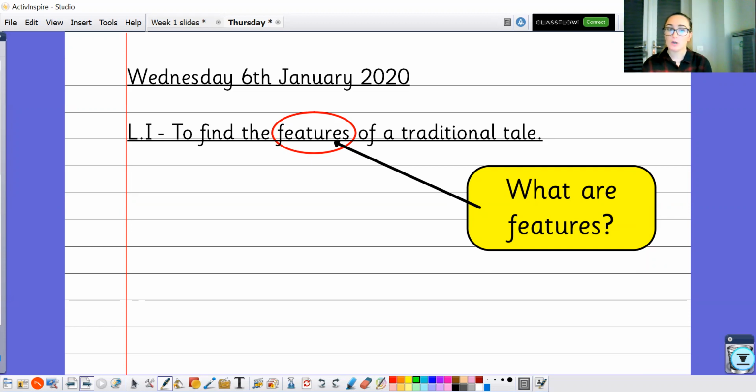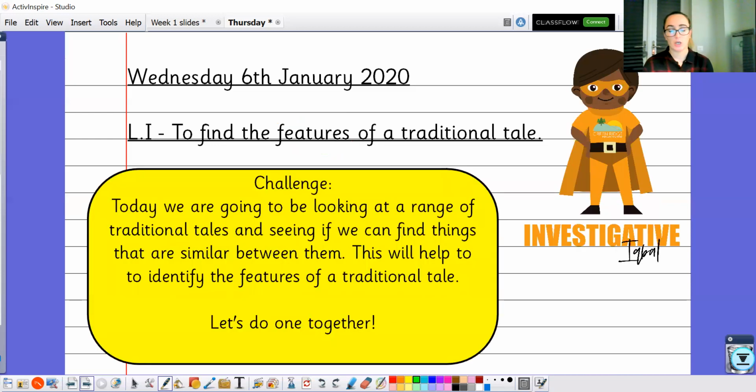Today, we're going to be having a look at the features. So the key bits that we normally have on our little toolkits that we stick in our book. So the key bits that make a traditional tale almost successful and gives it that fairy tale feel. As I've said before, we're going to be having a look at a range of traditional tales and seeing if we can find things that are similar between them, seeing if we can identify those features. Let's have a go at one.